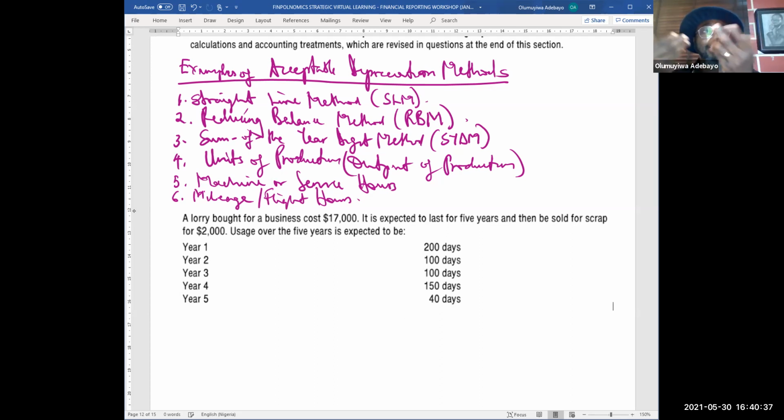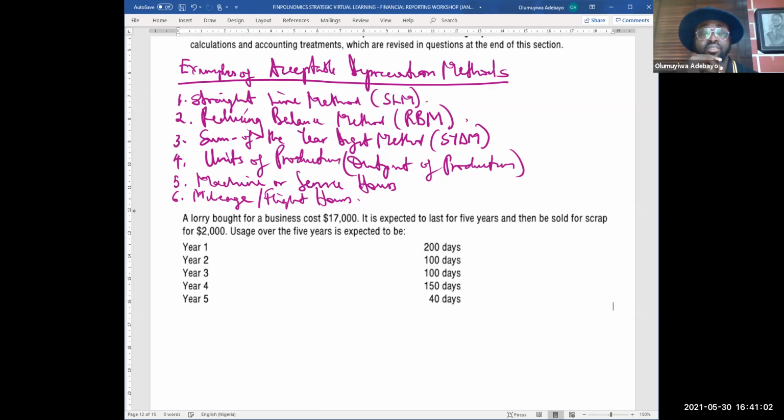Now, again, these methods are methods that will likely reflect the pattern of usage. Now, let's look at this question. This question says that a lorry bought for business costs $17,000. It's expected to last for 5 years and then be sold as scrap for $2,000.